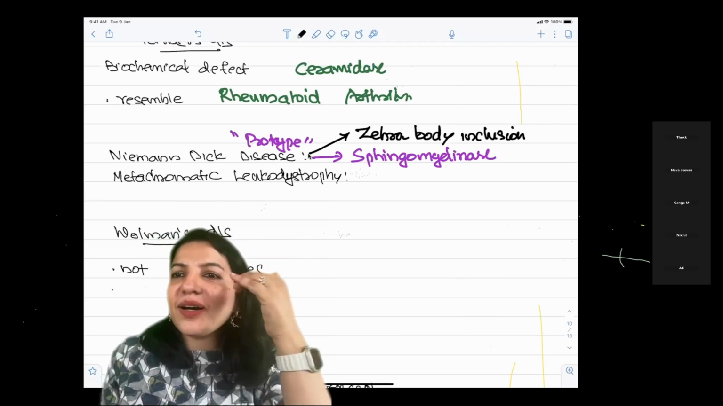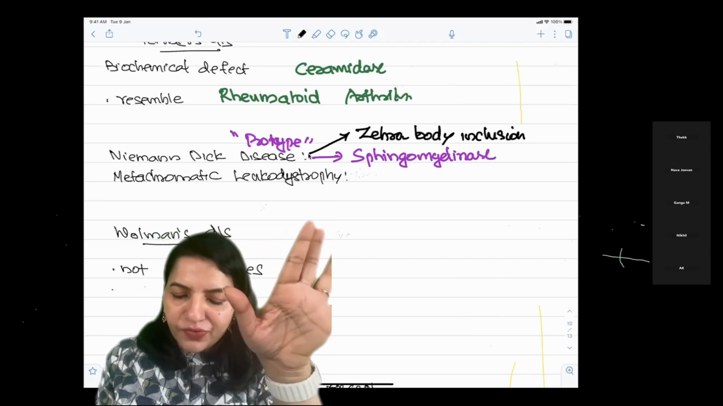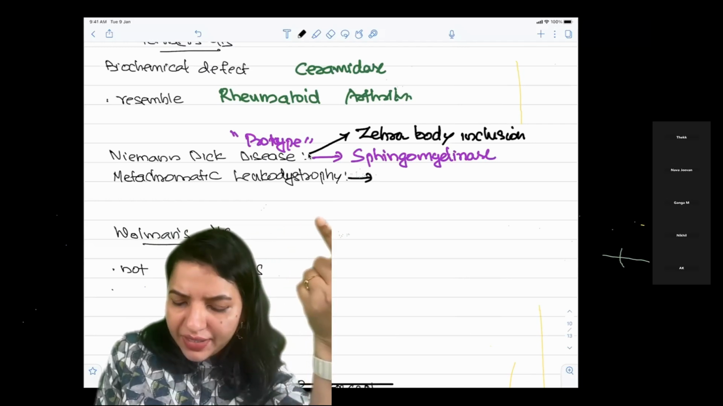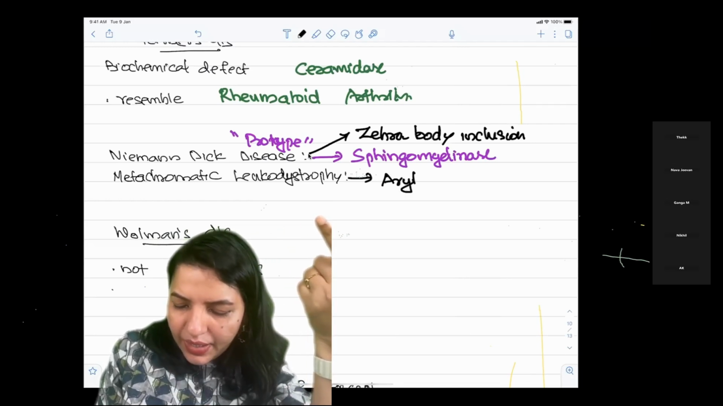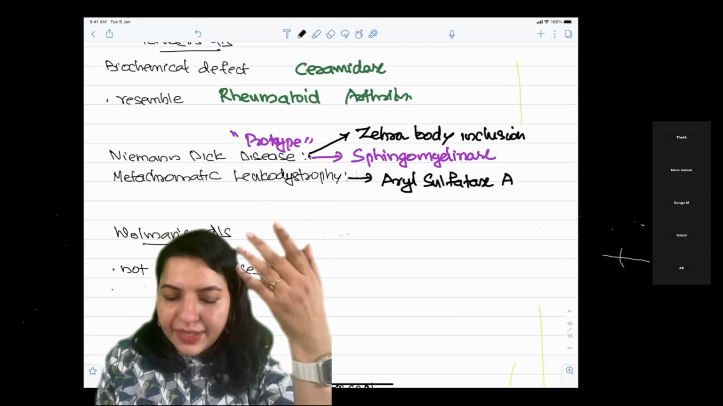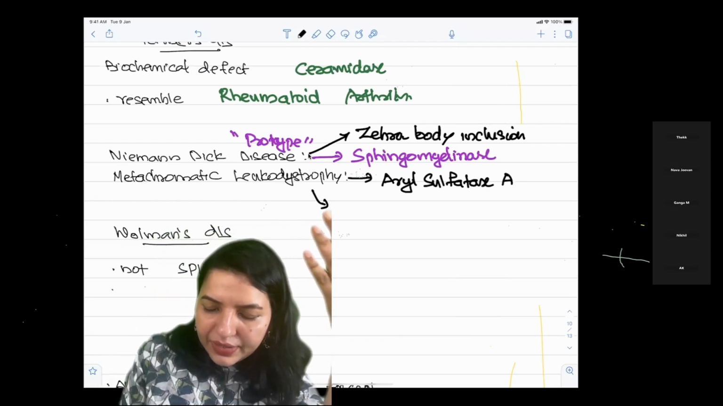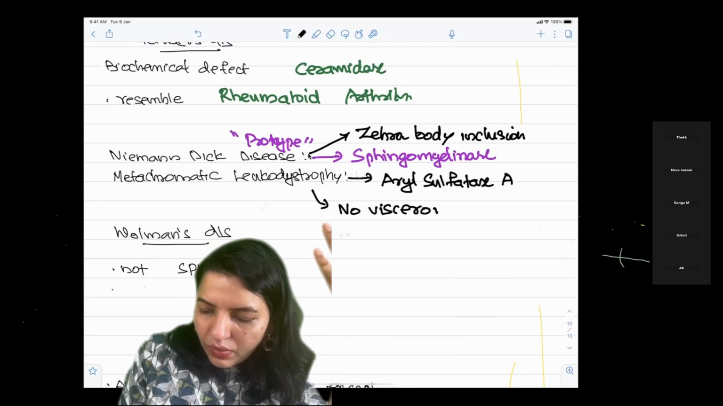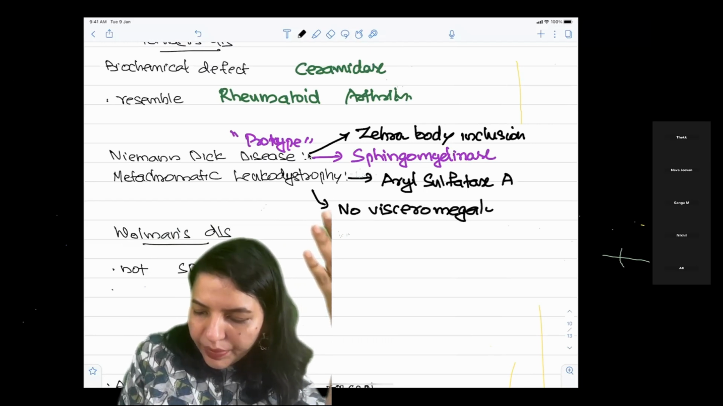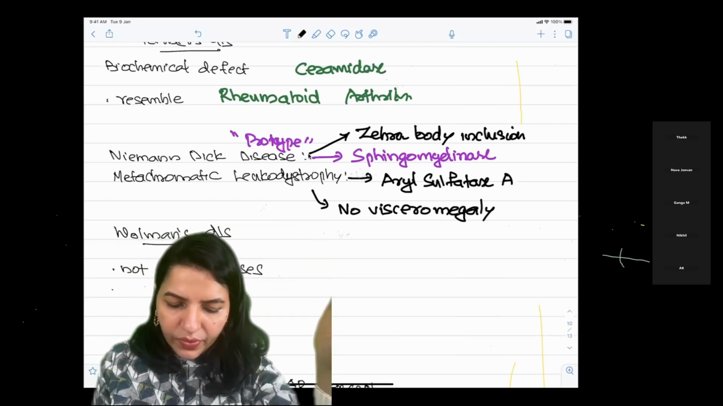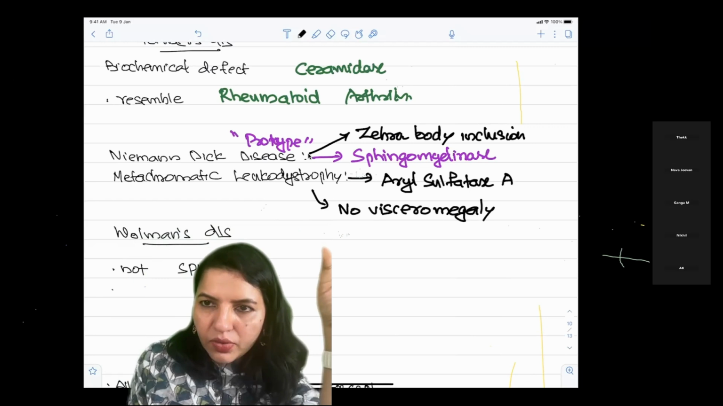Then we come to metachromatic leukodystrophy. It's tough, but the enzyme defect is very commonly asked. That is aryl sulfatase A. And here there is no visceromegaly. No visceromegaly.